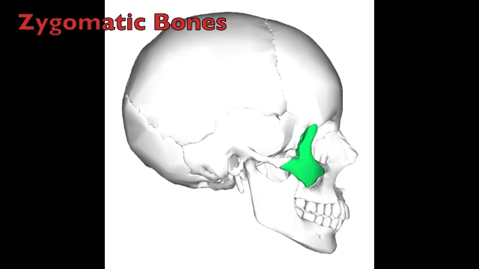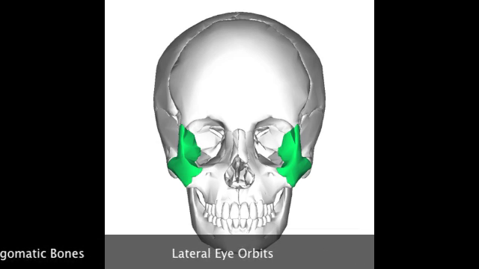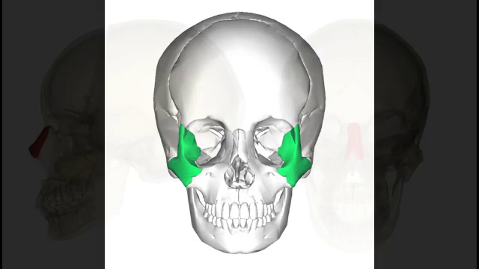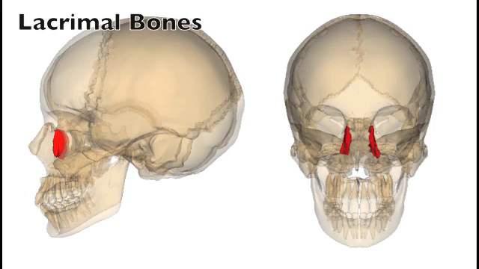The zygomatic bones form the anterior or front part of the zygomatic arch and the lateral or far sides of the eye orbits. The nasal bones form the bridge of the nose. The lacrimal bones are small bones in the eye orbit near the tear ducts in the medial orbital walls.